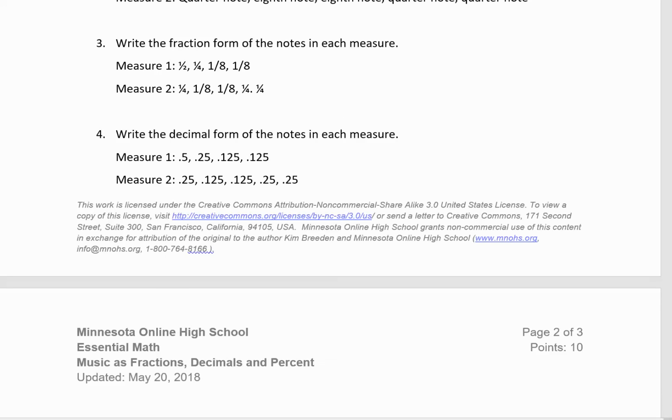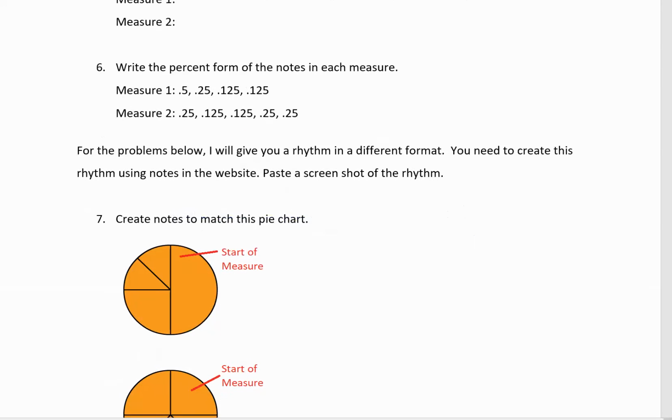Number 6 wants us to write these as percents. Changing from percents to decimals, decimals to percents is pretty easy. In fact, I'm actually going to copy the decimals and use those to start number 6. To change from a decimal to a percent, we need to move our decimal point 2 places to the right. So 0.5 would move over twice. We'd actually have to add a 0, and it would become 50%. Going to get rid of the decimal point.